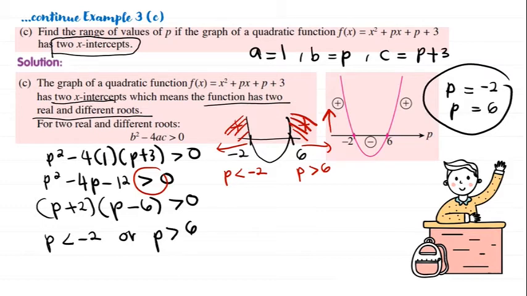So this is the original graph. I drew it here beside this. So we have to take this part and this part. Okay, the positive parts, since our inequality is more than 0.